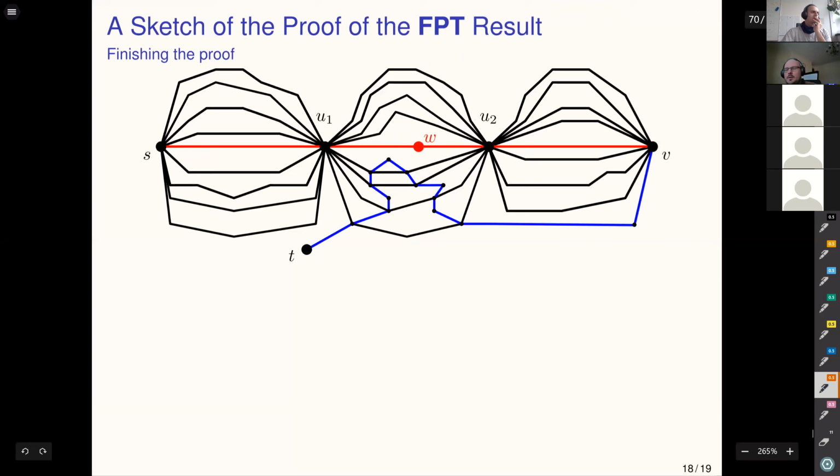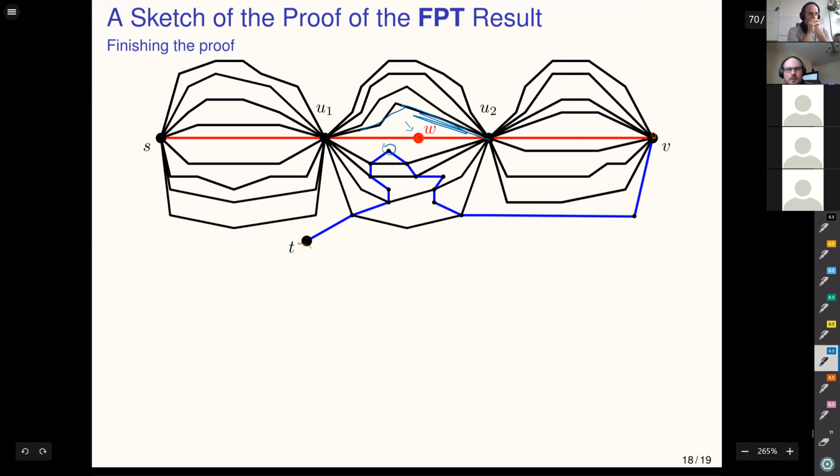And now any vt path that uses at most k colors, if you look at a path that is going from v to t and shares a color with some vertex w here, then we can argue that to share this vertex, it actually has to contain a vertex inside of this region here. And to get to this region, it would need to intersect many of the disjoint paths.